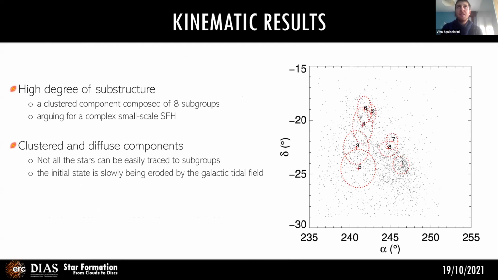So just to give some numbers, we have 2,500 stars. About half of them are in the diffuse population, meaning that they can't be traced back to a subgroup. They don't show any sign of having been more clustered in the past. And our idea was that the initial state of the diffuse component has been eroded by the galactic tidal field. But if this is the case, we expect that there is a difference in age between the clustered and the diffuse component to explain this erosion.